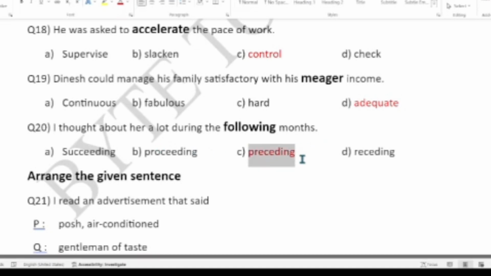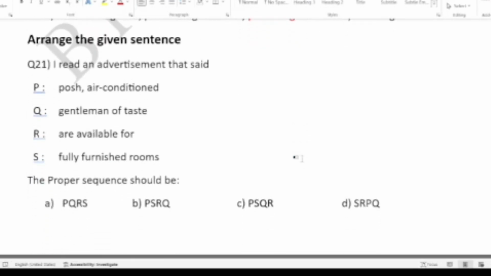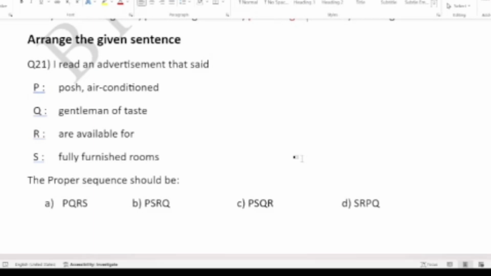Now we're talking about arranging the given sentence. Before going to arrange sentences, I want to tell you some concepts and tips. Using these tips, you can easily arrange a sentence. First, keep in mind that a sentence does not start with this, that, or any other pronouns. So using this concept, I try to arrange these sentences.